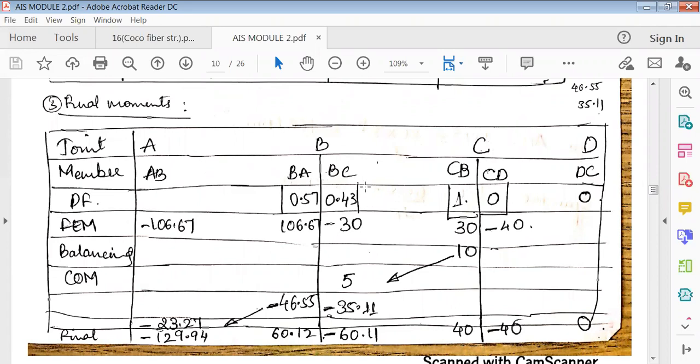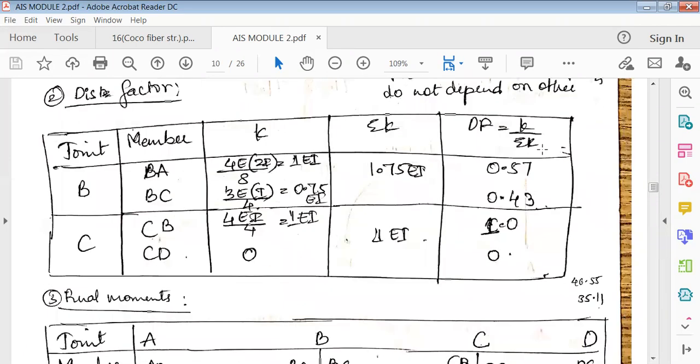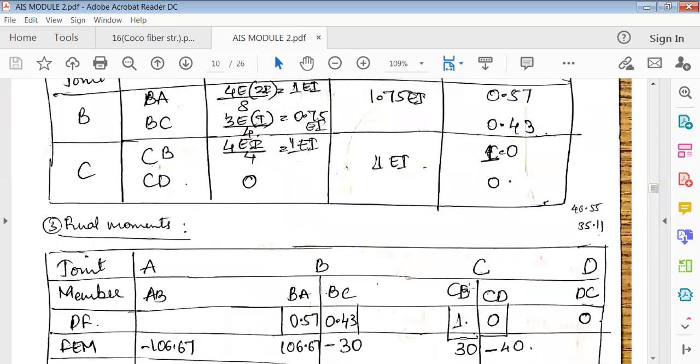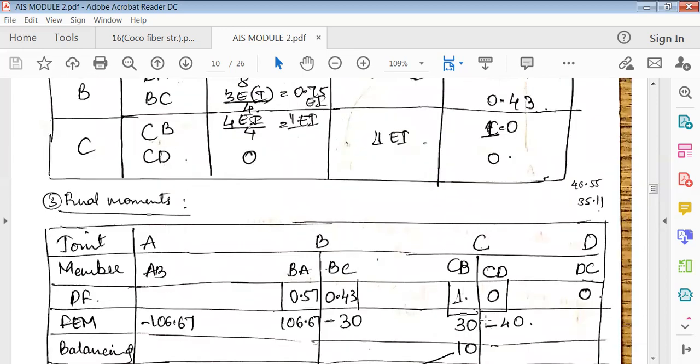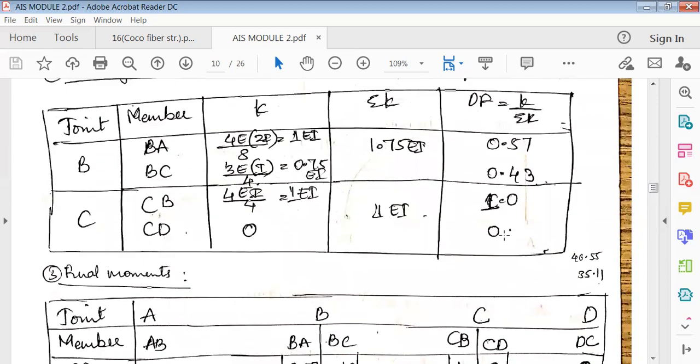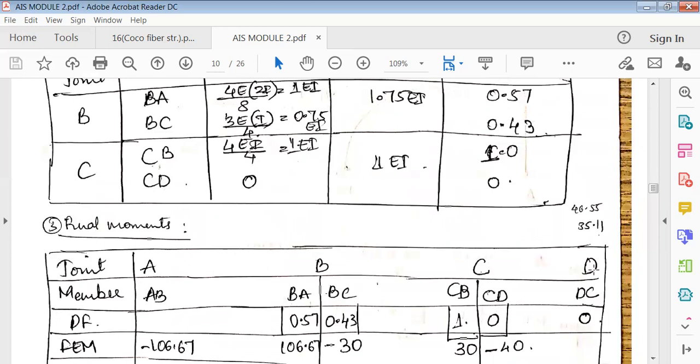Next for BA we have already calculated, it is 0.57, BC is 0.43, and CB is 1. So right here 1. And of course CD is 0. So this is 0. And of course at D it is 0. If you write also it is okay. If you don't write also it's okay. This portion. Okay. All right.